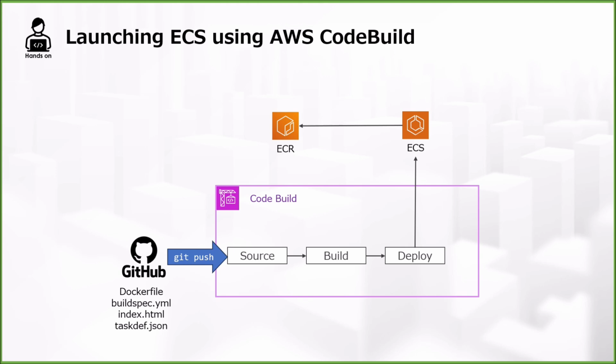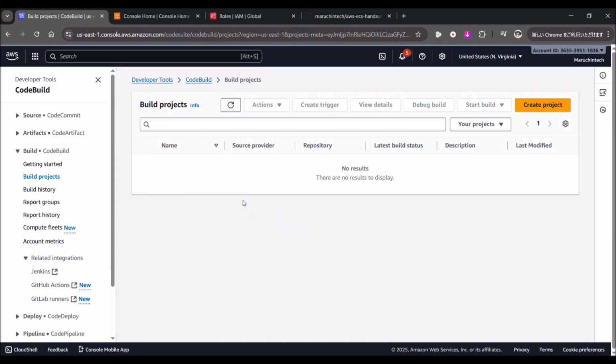We will experience the entire flow, prepare a GitHub repository, and use the build spec and the Docker file in that repository to automatically build a Docker image, push the image to ECR, and deploy the service to ECS. Now first, as preparation, let's create the IAM role.